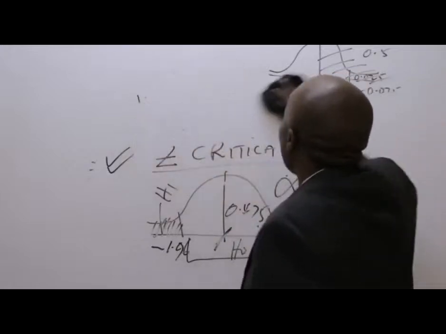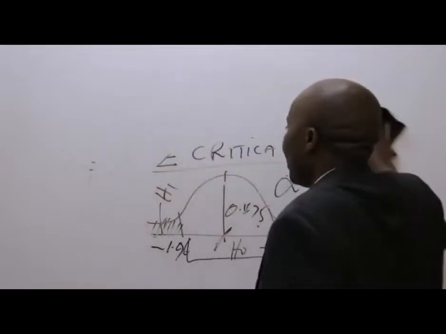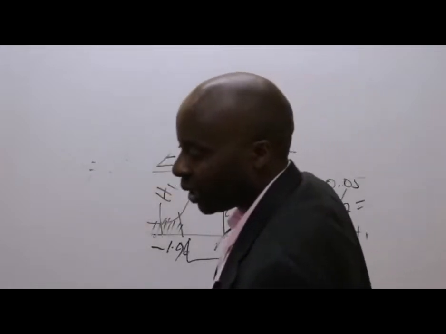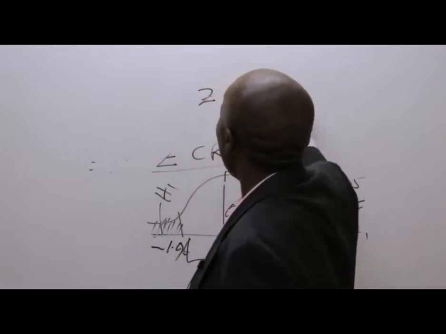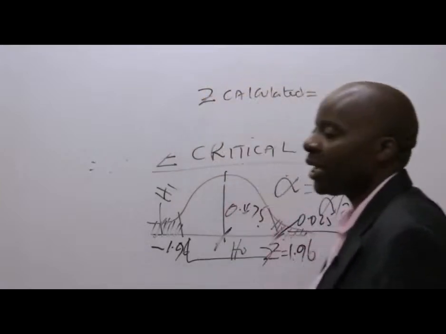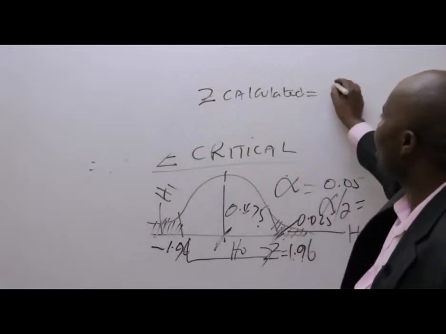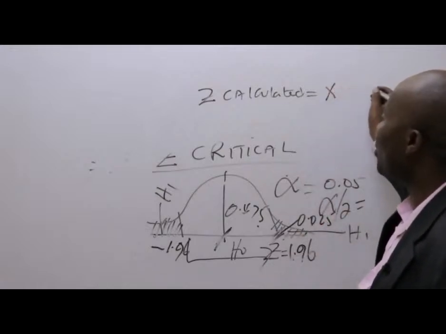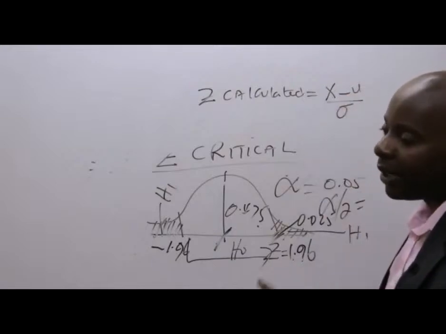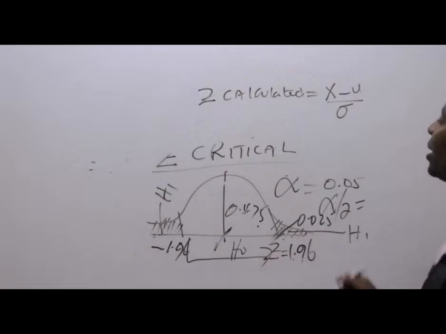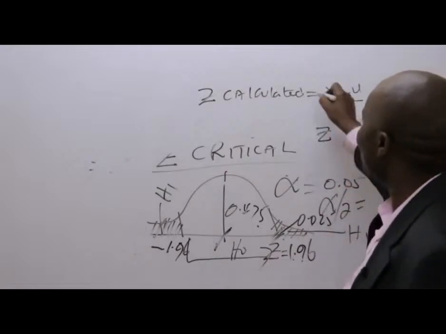So Z calculated. Go ahead and mention Z calculated. I know we are so much used to our normal Z, where we say that Z is X minus mu, all over standard deviation. This time around, you're not going to make use of this.